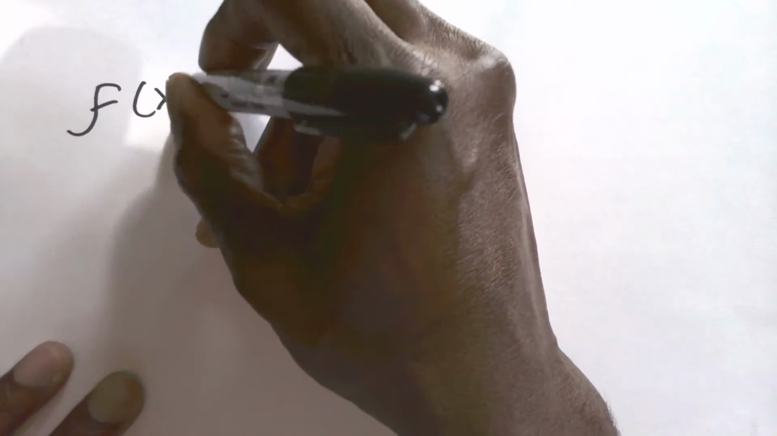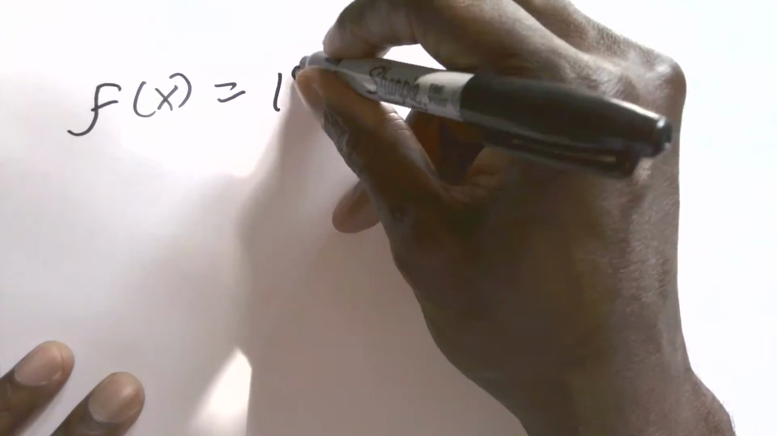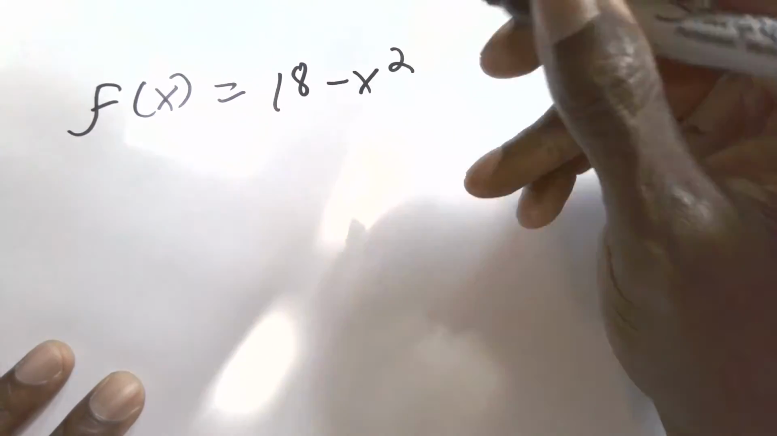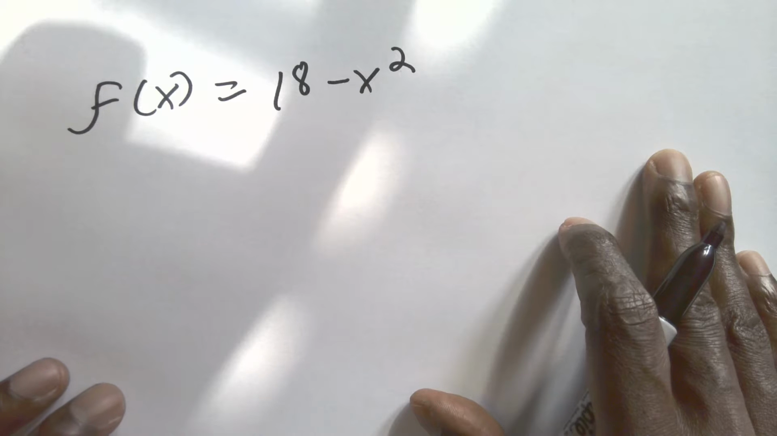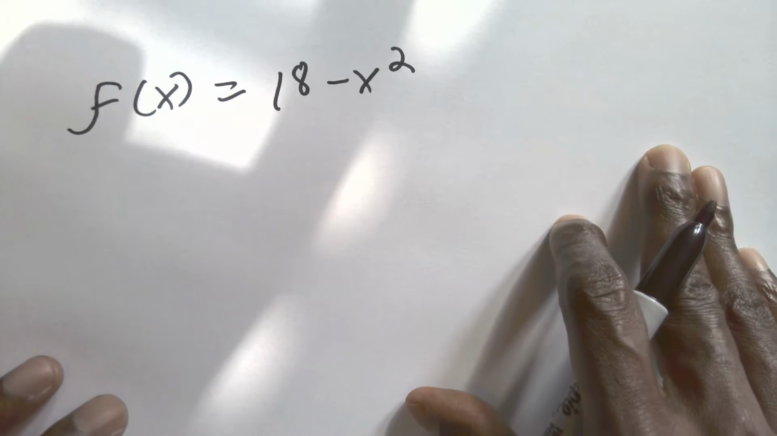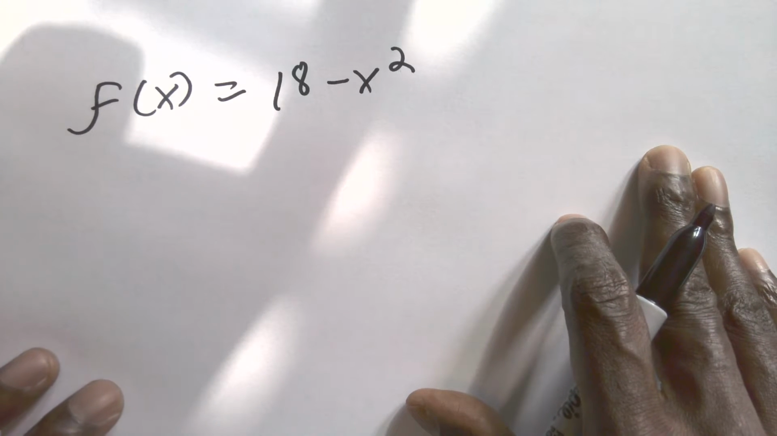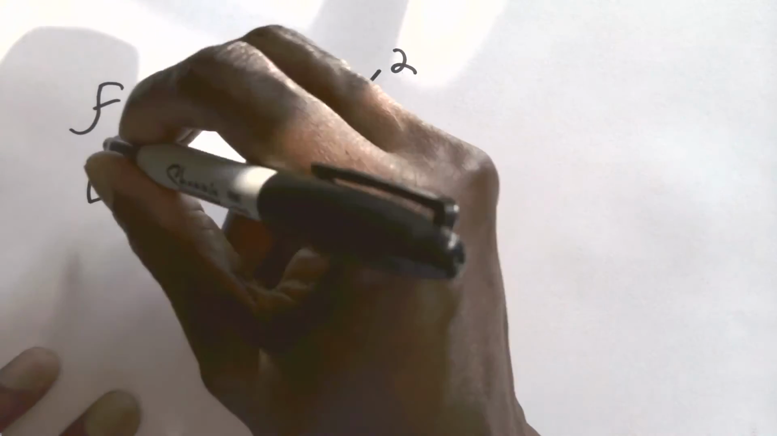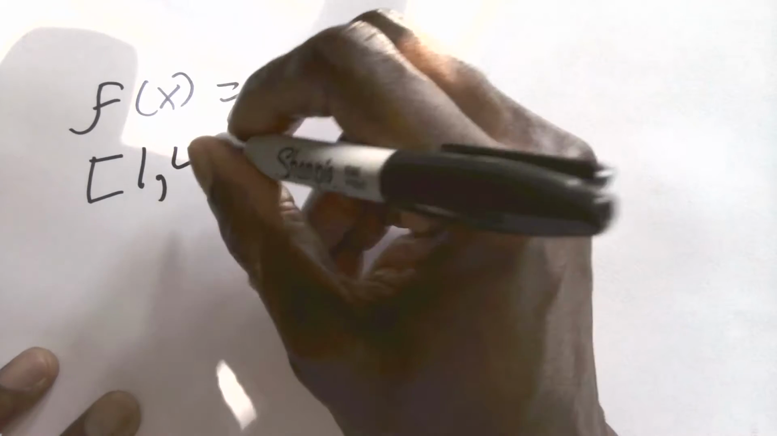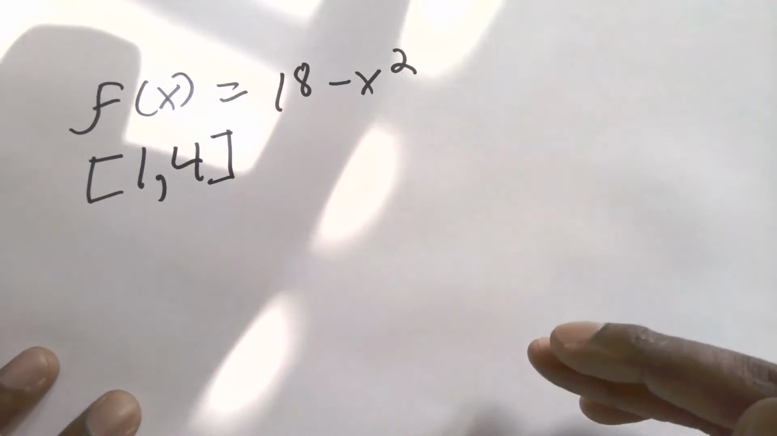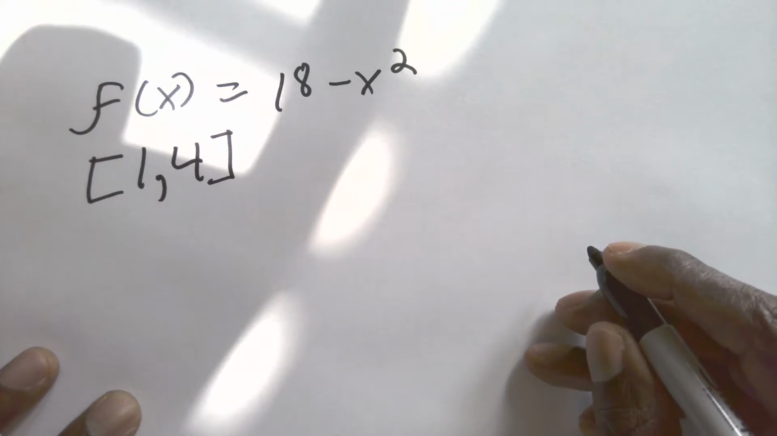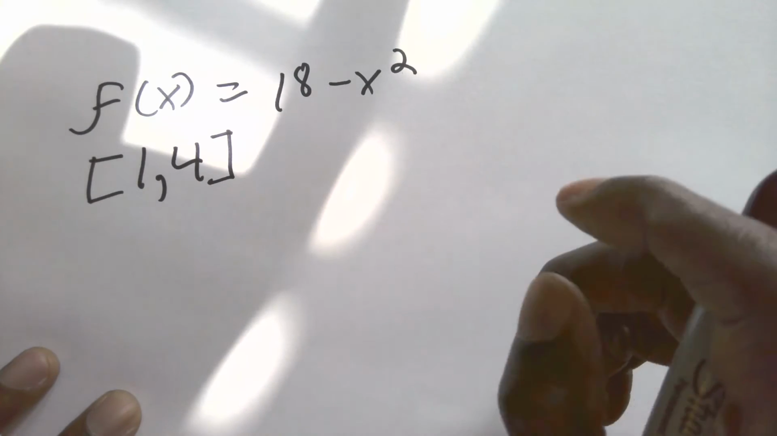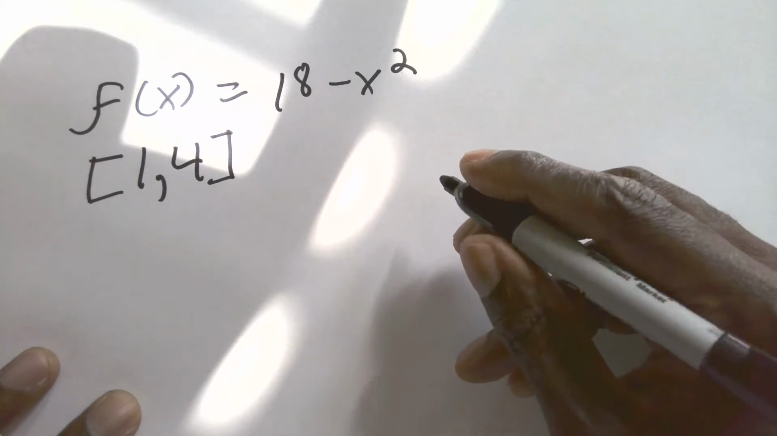I'm going to define some function f of x, and I'm going to define it as 18 minus x squared. And what I want to do is I want to find the area under the curve of this function as x goes from 1 to 4. And I'm going to find this area using equally spaced rectangles, and I'm going to use 3 rectangles.